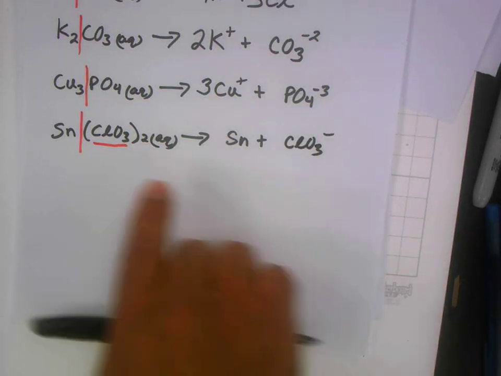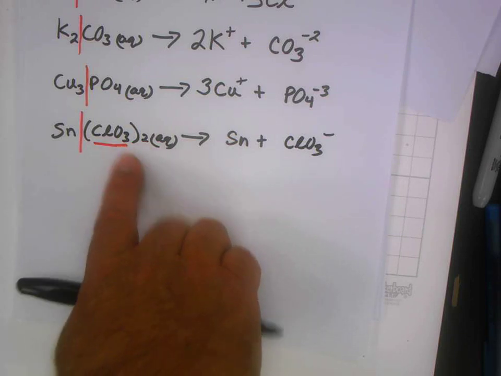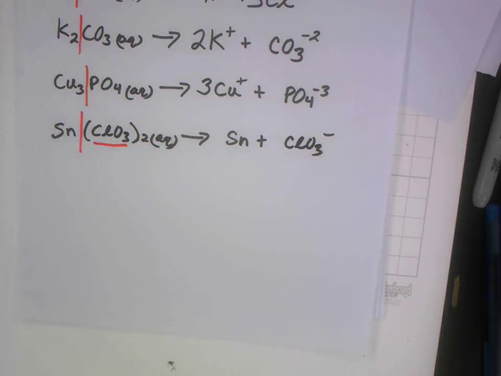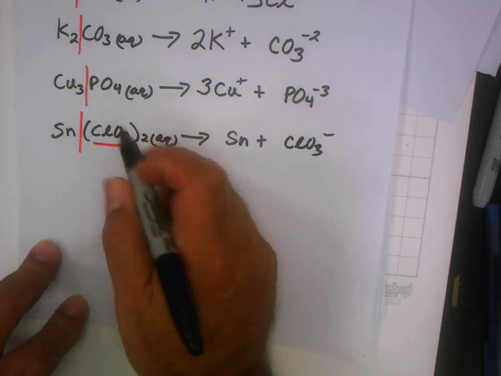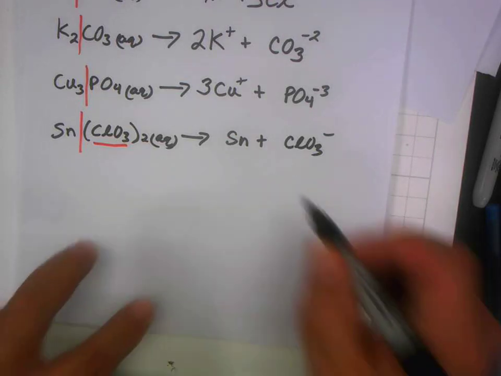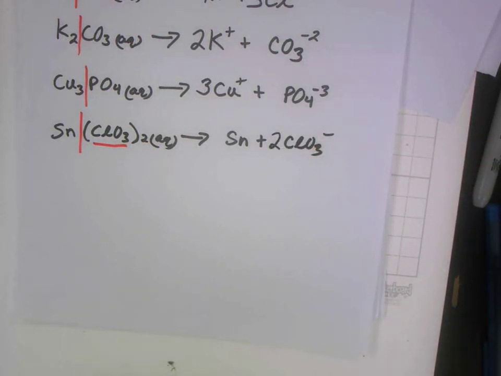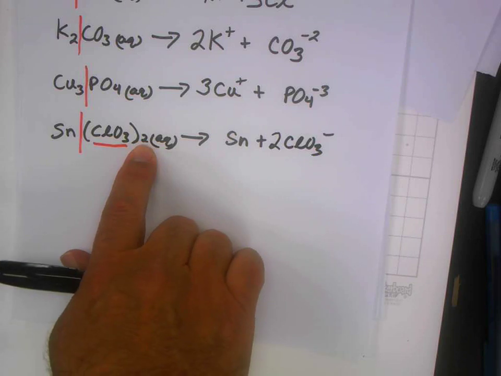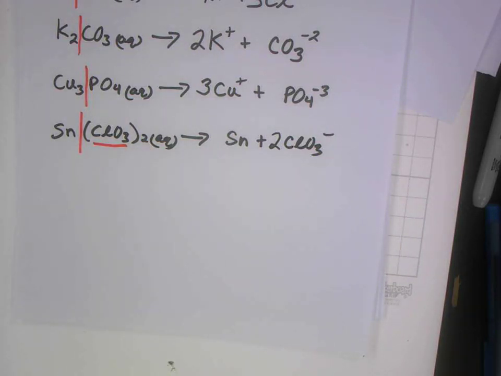So, turns out, see the 2 out here? Turns out we needed 2 chlorates to make this thing balance out. So now we're going to take this 2, not the 3. The 3 is part of the polyatomic ion, but the 2 on the outside, we're going to use that as our coefficient. All right, so the only time we get coefficients of polyatomic ions is when we have parentheses and we use the number on the outside of the polyatomic ion. Once again, this implies that there's 2 chlorates and they're separate from each other. Okay?